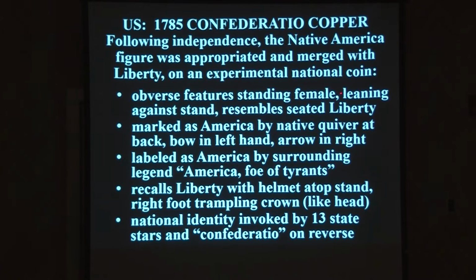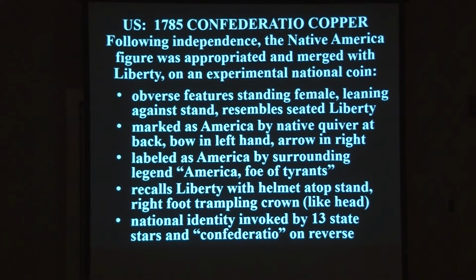The obverse features a standing female leaning against a stand, like we just saw, kind of resembling seated liberty. Marked as America by a native quiver at her back, she has a bow in her left hand and an arrow in her right. She's labeled as America by a surrounding legend that in Latin says, America, foe of tyrants, telling us that this is America that's being depicted there. She recalls liberty because she's got a helmet atop a stand next to her, very liberty-like, and her right foot tramples a crown, kind of like, remember the right foot on that America figure from the Blow Atlas that trampled the head, the human head?